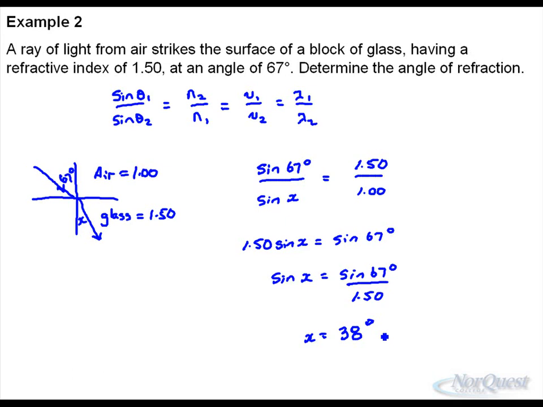Commit that chart to memory and draw yourself a little scenario every time. Your answer should always make sense, because the only time I see students make a mistake in these is when they mix up their numbers. They put one where the other one's supposed to be, mix up the incident with the refracted, and they get their answers backwards. Otherwise, the math turns out to be pretty straightforward in these cases.